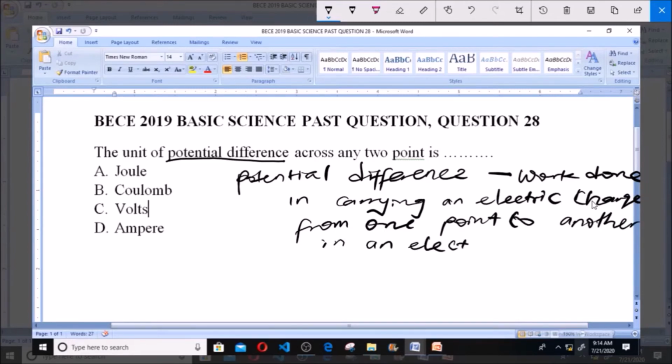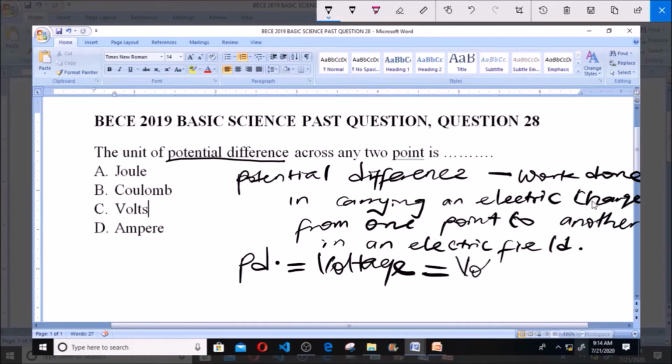The work done in carrying an electric charge from one point to another in an electric field is known as potential difference. Since it's the work done in carrying an electric charge in an electric field, it is equivalent to voltage. We call it PD, equivalent to voltage. And like we know, the unit for voltage is volts.